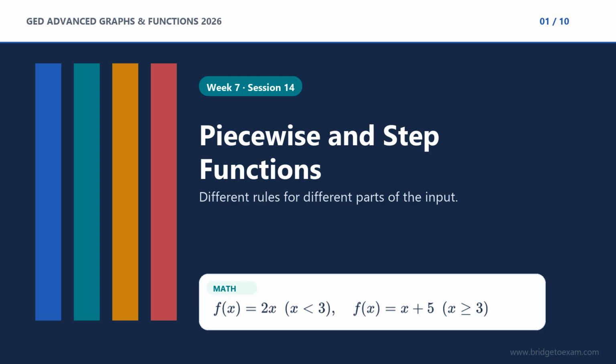Some real-life rules change after a certain point. Think of a delivery fee that jumps after 10 miles. These are piecewise functions. Today we learn to pick the correct rule before we calculate. Let's take it one careful step at a time.